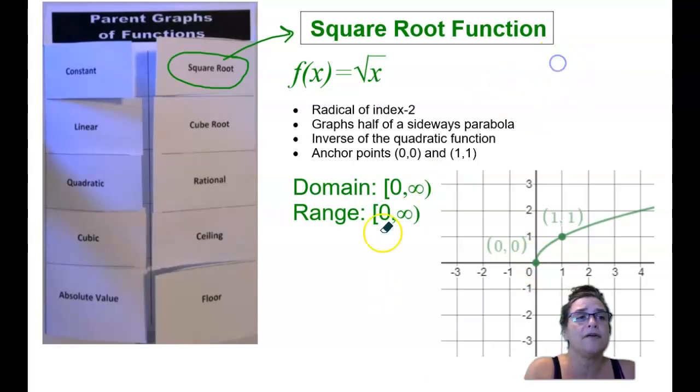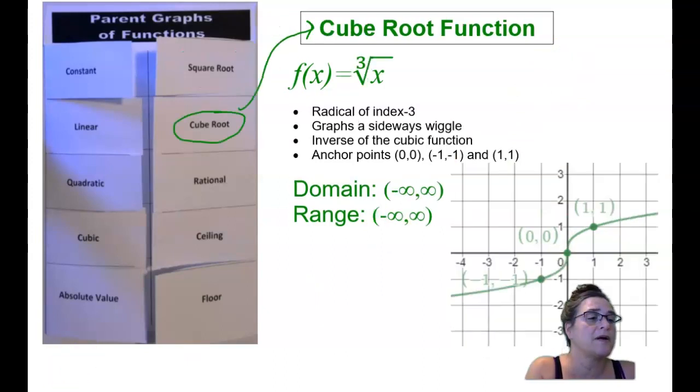Okay. Our other radical function that we're going to look at today is the cube root function. It has an index of 3. Right? You can see the little 3 there in the hook. It is the inverse of a cubic function, and its anchor points are so interesting. The anchor points of the cube root function are exactly the same 3 anchor points as the linear function and as the cubic function, right? So (1, 1), (0, 0), (-1, -1). But its shape is unique, right?